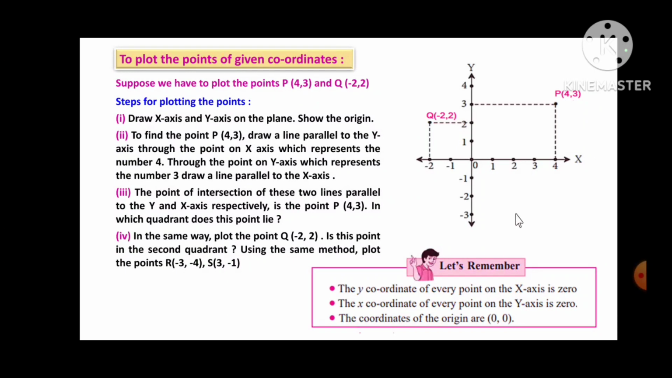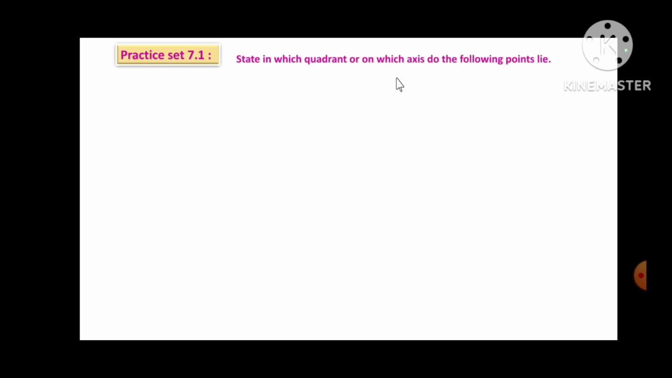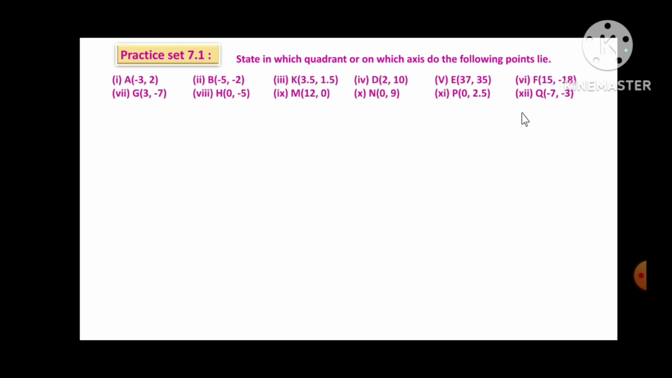So friends, now we'll start with practice set 7.1. State in which quadrant or on which axis the following points lie. These are some 12 points. Where does each lie? We'll prepare a table to make it easy. Here you can see a table is formed.